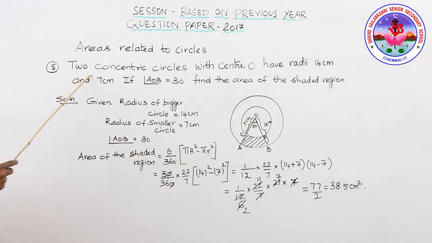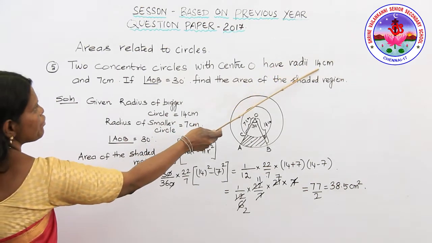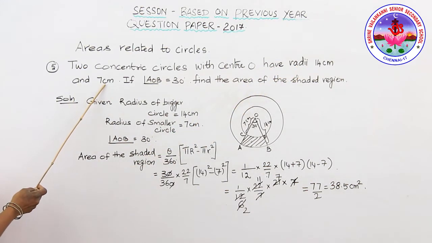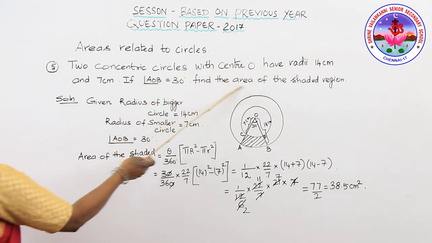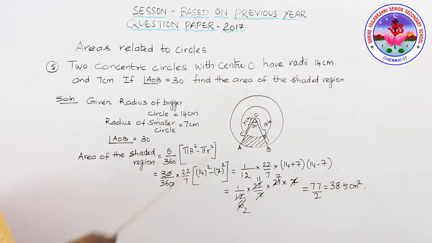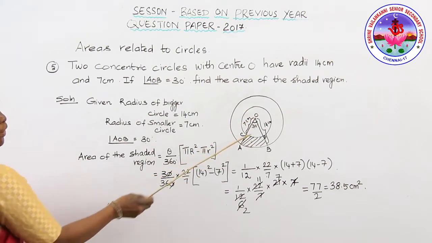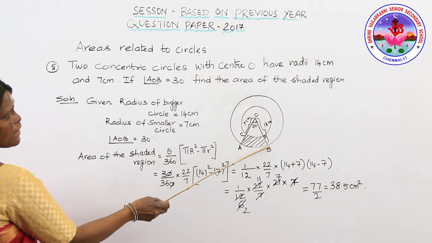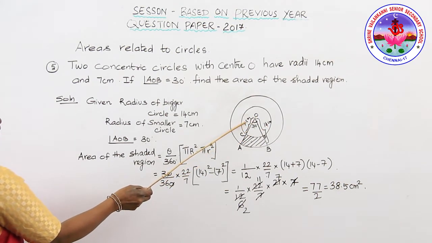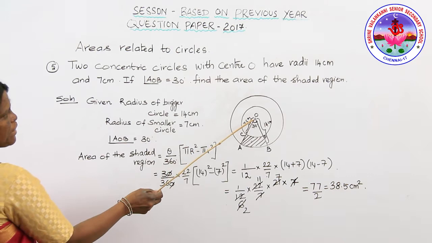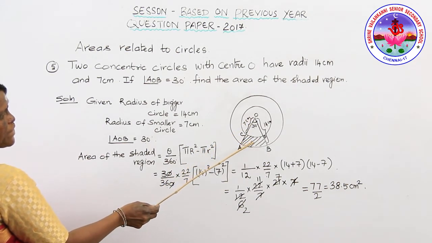Fifth problem. Two concentric circles with center O have radii 14 cm and 7 cm. If angle AOB is equal to 30 degrees, find the area of the shaded region. He has given the figure of two concentric circles with center O, the radius of the bigger circle as 14 centimeter and the radius of the smaller circle as 7 centimeter, and angle AOB is 30 degrees. We need to find the area of this shaded region.